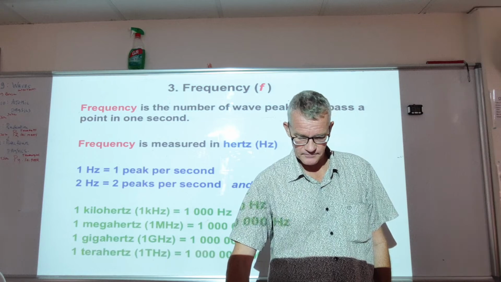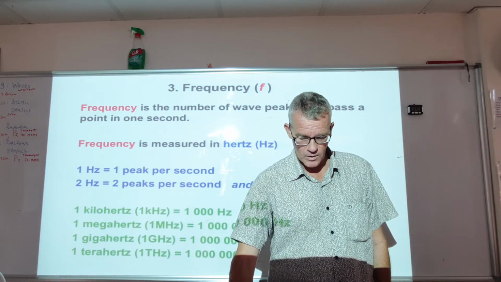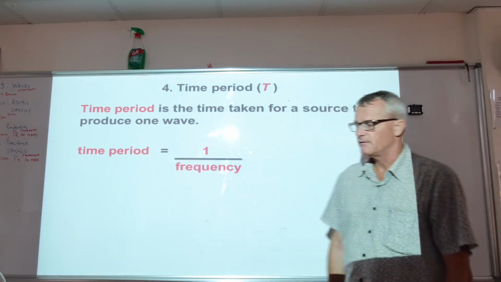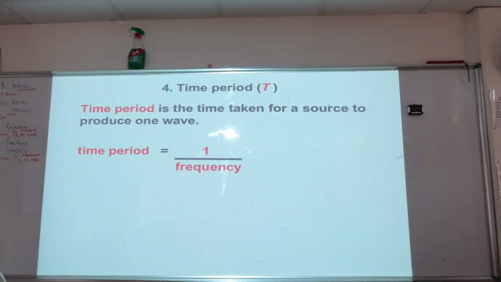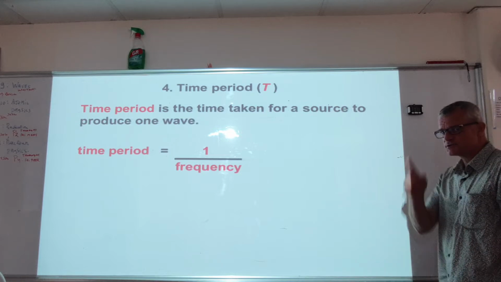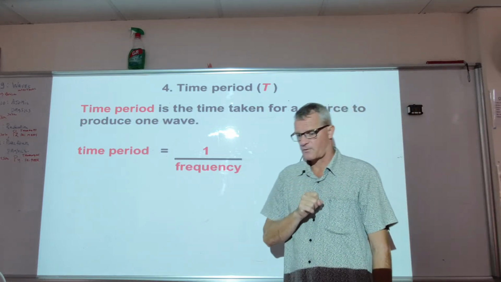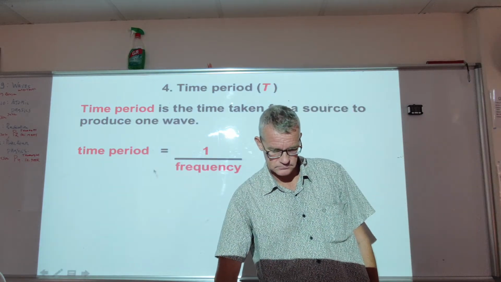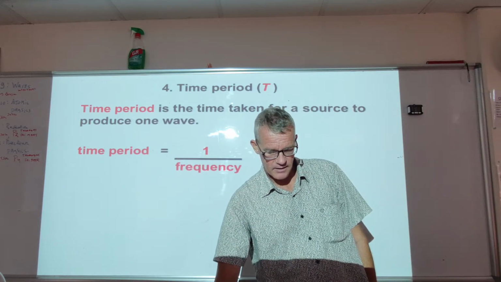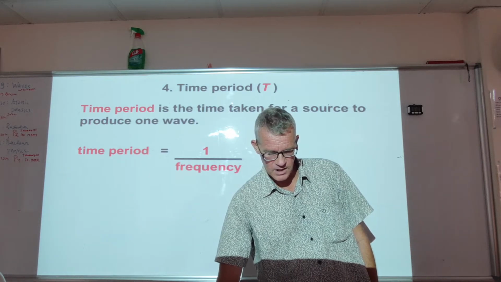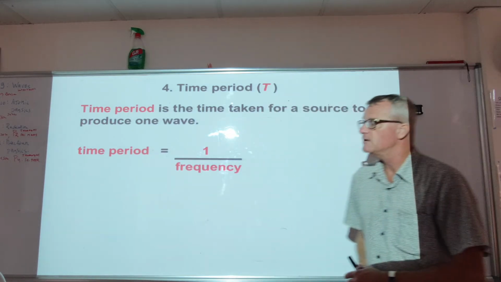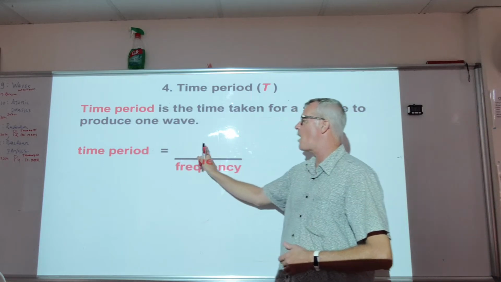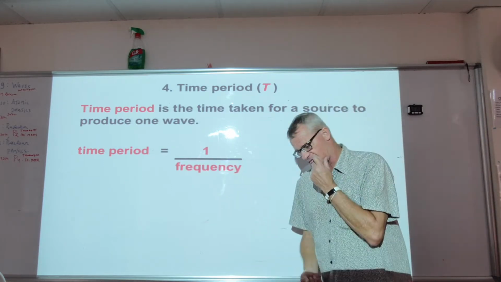All right. What do we mean by the time period? The time period is the time taken for the source to produce one wave. And we can find the time period because the time period is 1 over the frequency.